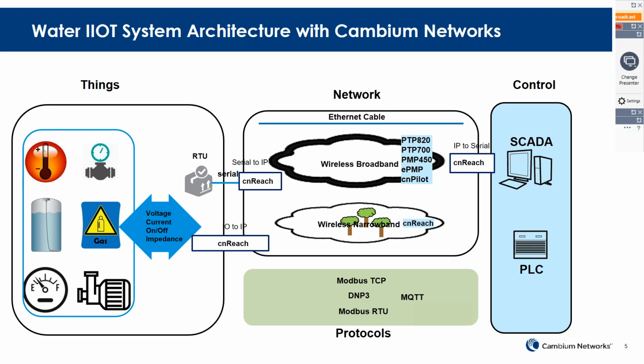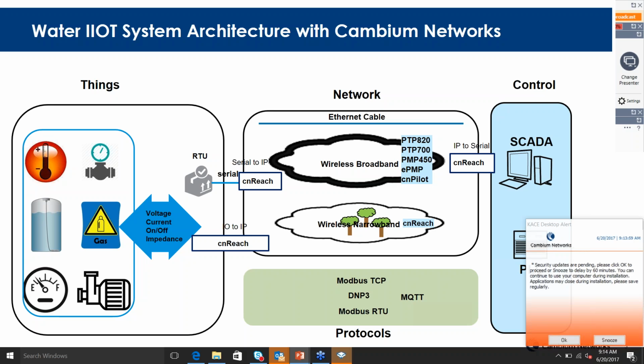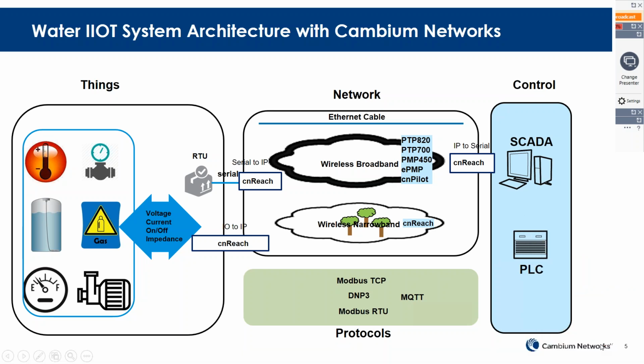So in terms of wireless broadband, we have a broad range of products to choose from. For example, the very high capacity PTP-820 licensed microwave. I'm going to talk in more detail later. We have PTP-700. We have PMP-450 for point-to-multipoint, and we have the lower cost ePMP and the Wi-Fi based cnPilot, which give you very short range, but it's very easy to use.